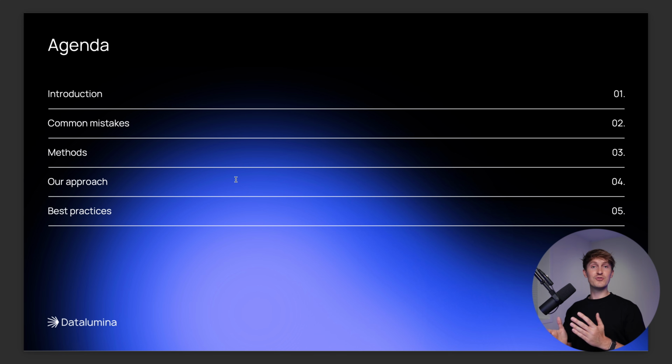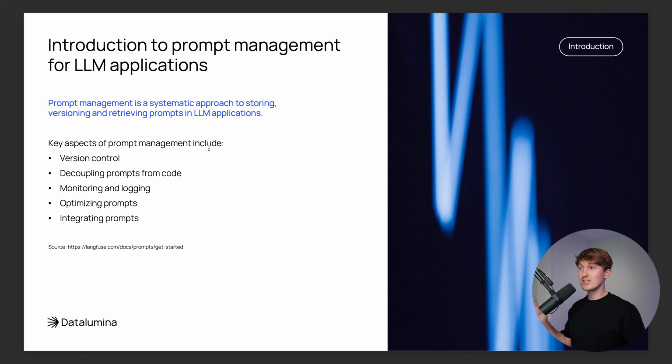In this video, we're not going to cover prompt engineering. We're not going to cover the latest model updates or best practices or frameworks to improve your applications. No, we're really going to talk about prompt management, which is a systematic approach to storing, versioning, and retrieving prompts in your LLM applications. Some key aspects of prompt management include version control, potentially decoupling your prompts from your code, monitoring and logging, optimizing prompts, and also integrating prompts. All important concepts that let you systematically manage and improve your LLM application that is using prompts over time.